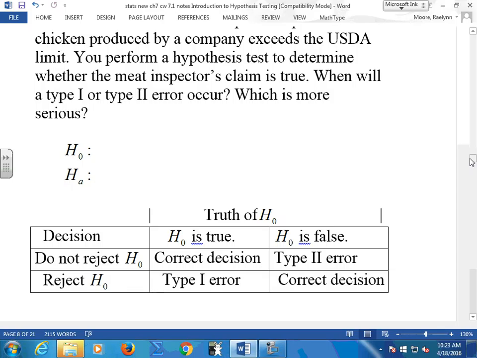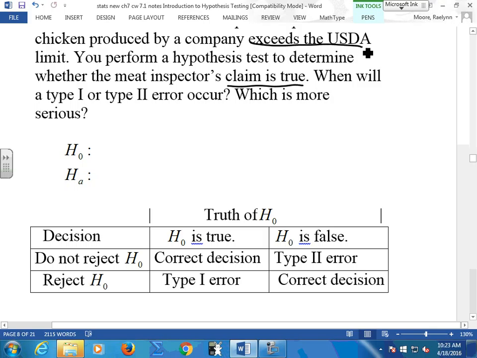2 on page 352. So this guy comes in and he makes this claim. He thinks that he exceeded the limit. So how do I say exceeds 20%? The meat inspector claims it is equal to 20%. This guy comes in and he says, I don't agree. He claims that it is exceeding it. So how do I say that? Greater than 20%. This is the claim that we're going to follow.